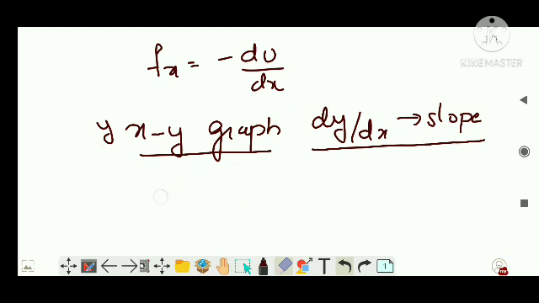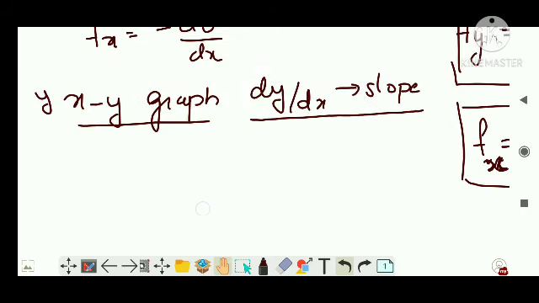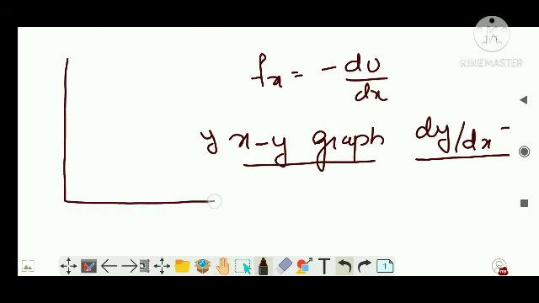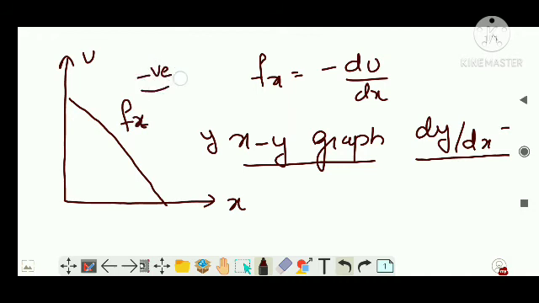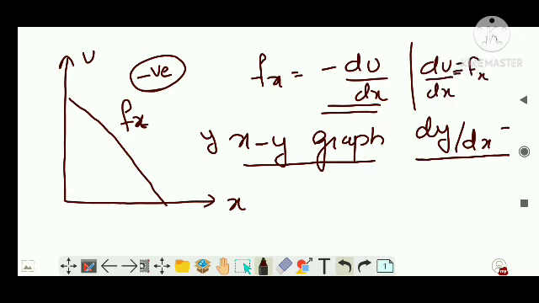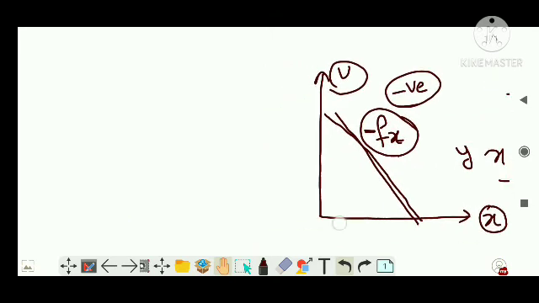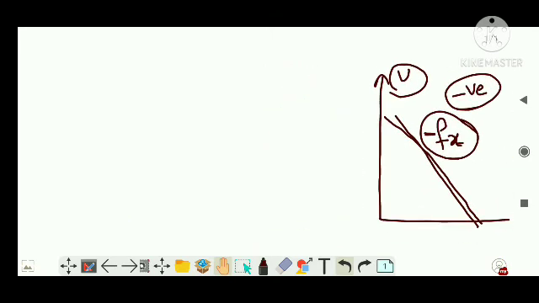So similarly, look into the previous equation of F(x), which is dU and dx. If you have a graph between potential energy and displacement, the slope of the graph gives you F(x), but it will give you F(x) in negative value, because you are finding minus dU by dx. Or we can write dU by dx is equal to minus F(x). So the slope of a U-x graph, that is potential energy and displacement graph, gives you conservative force in negative value.